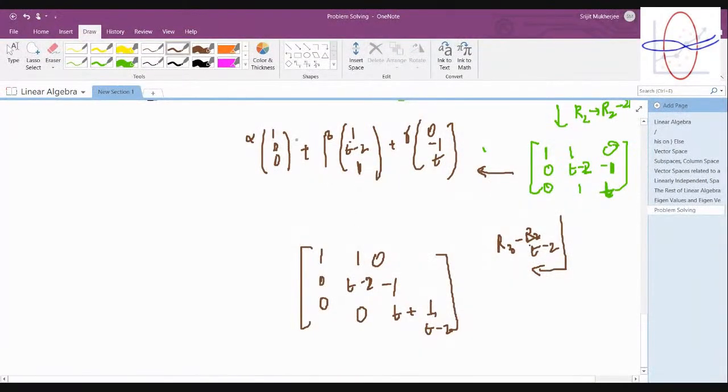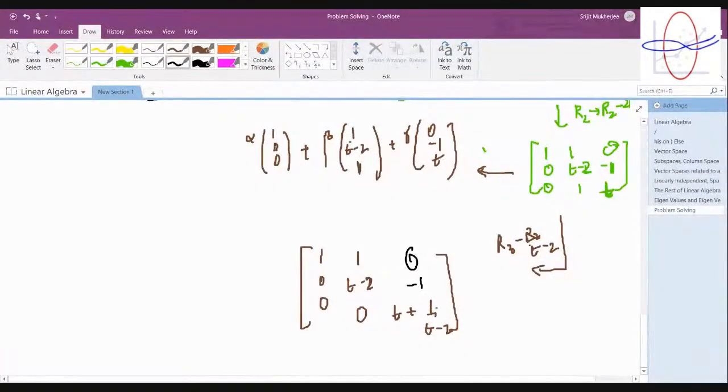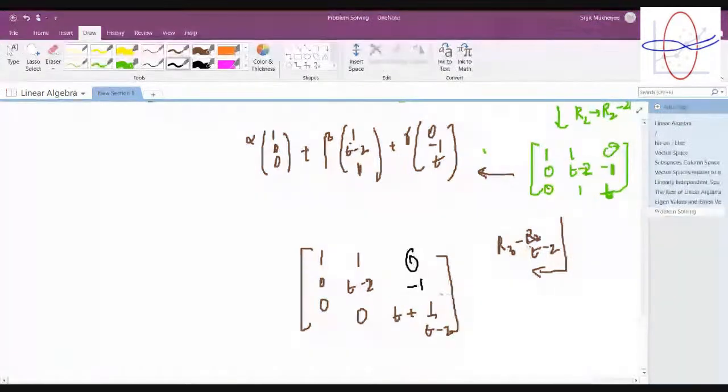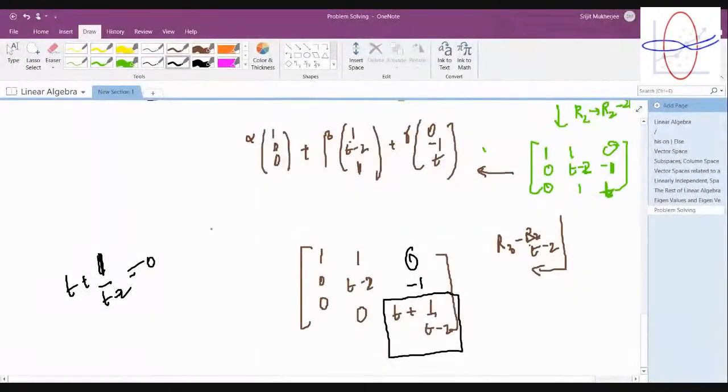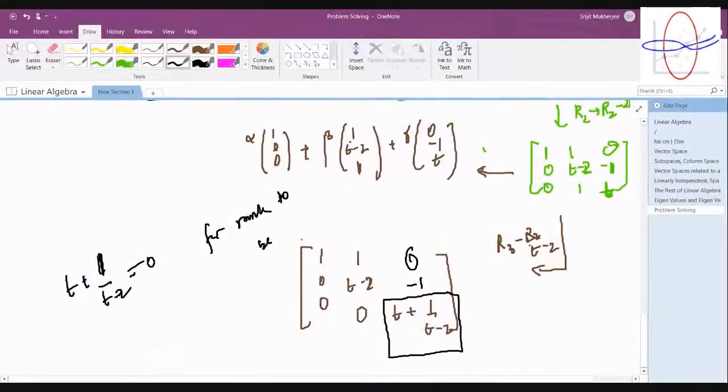Sorry for my bad handwriting. If it is to be 0 in any case, then t plus 1 by t minus 2 should be 0 for the rank to be less than 3. If you are getting a complex number, then it's not possible, as per the question, since they have asked for a real value.